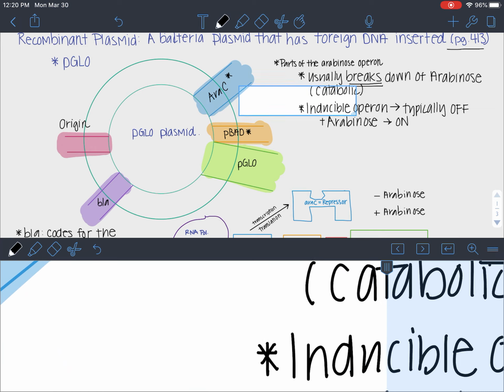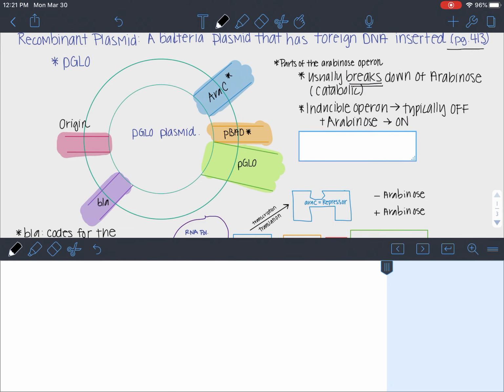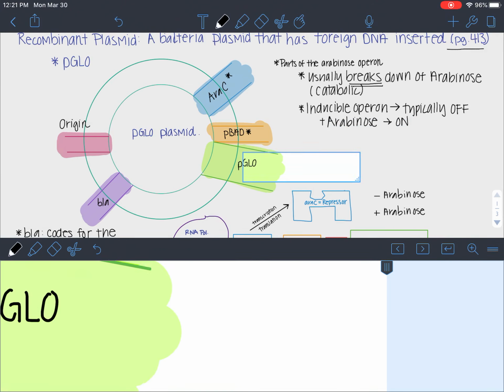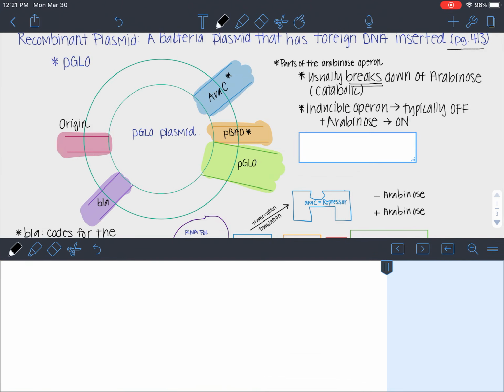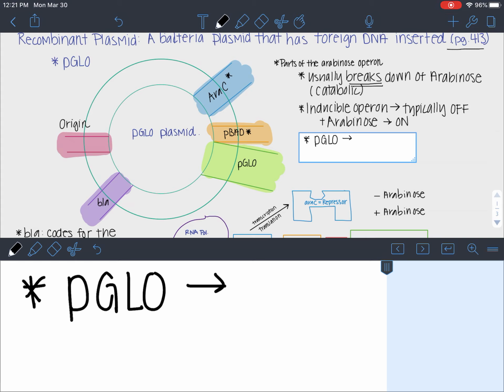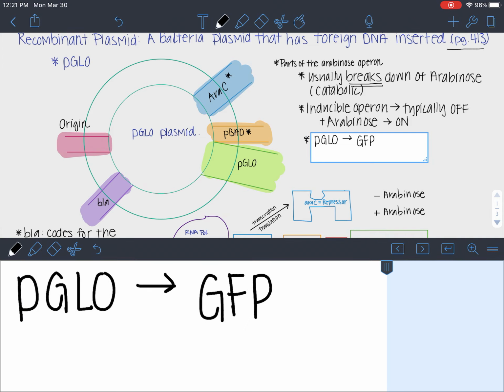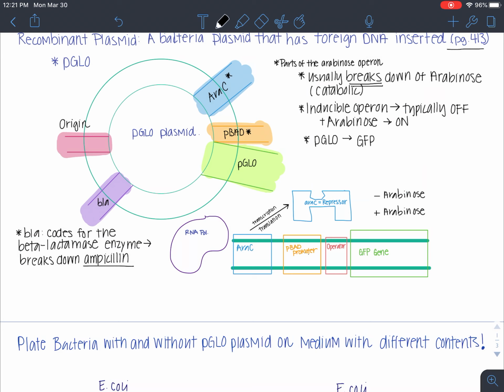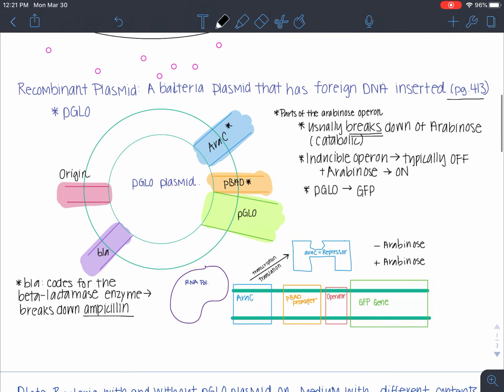Now, what we've done with this operon that usually has those genes for the breakdown of arabinose is we've replaced those genes that break down that sugar with our pGLO gene, okay? Our pGLO gene is going to produce something that we call the GFP, or green fluorescent protein. And what that does is it makes our bacteria glow a nice bright green color under some UV light.